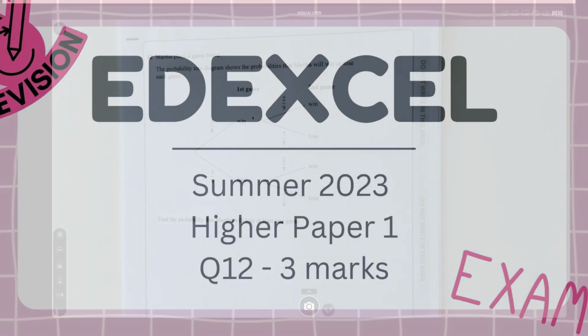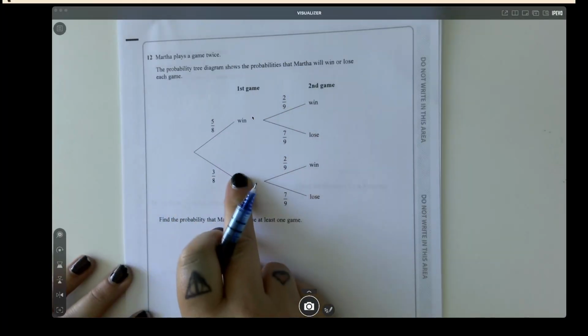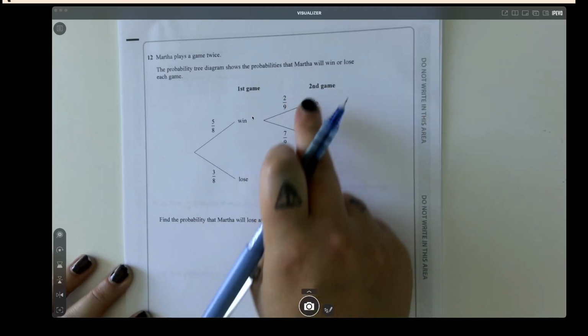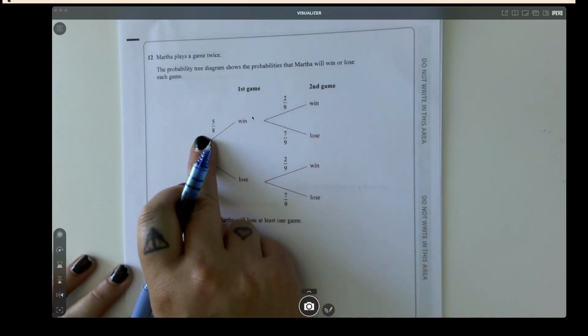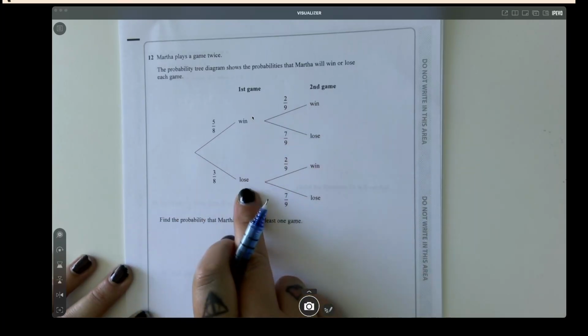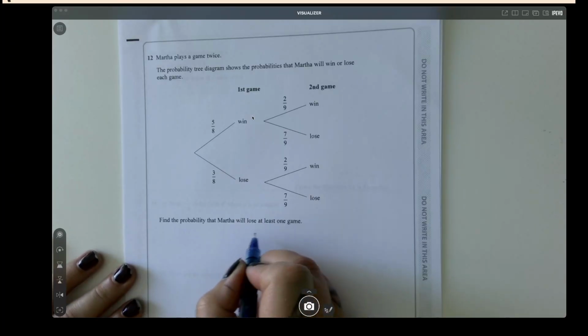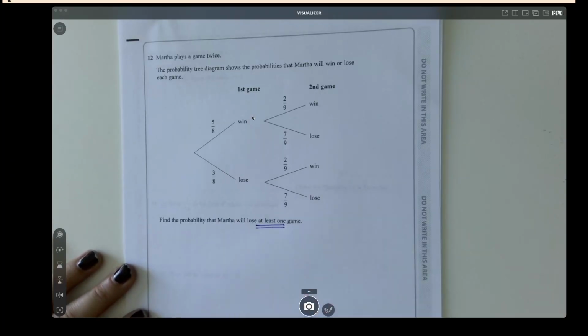Question 12. Martha plays a game twice. The probability tree diagram shows the probabilities that Martha will win or lose each game. So this is the first game, this is the second game, the branches dependent on the first game. So if they win, and then they win or lose the second game. If they lose the first game, win or lose the second game. Find the probability that Martha will lose at least one game.